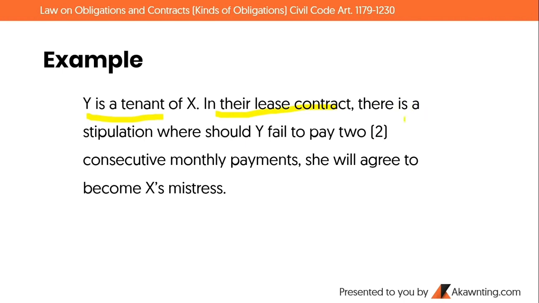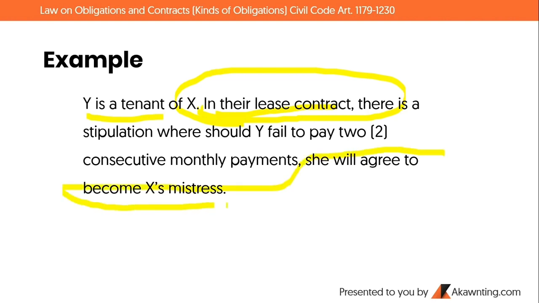In their lease contract, there is a stipulation where should Y fail to pay 2 consecutive monthly payments, she will agree to become ex-mistress. Okay? So, alin dito yung obligation? The obligation is, syempre, yung to pay rent in their lease contract. And the penalty clause is the agree to become ex-mistress.